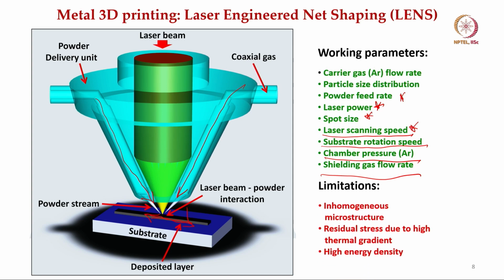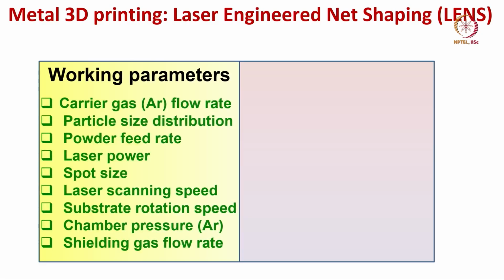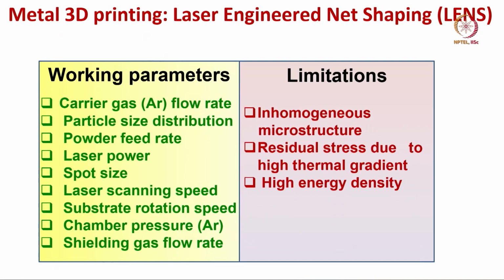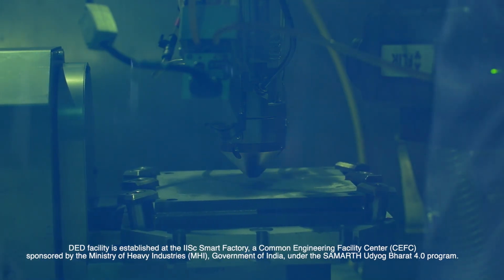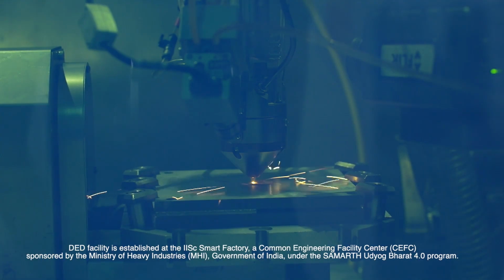Now, what are the limitations of these processes? One is the inhomogeneous microstructure, the residual stress, and the high energy density of this particular laser beam. So, these are working parameters which were mentioned in the last slide, and these are the limitations as well. So, there is another technique called directed energy deposition.